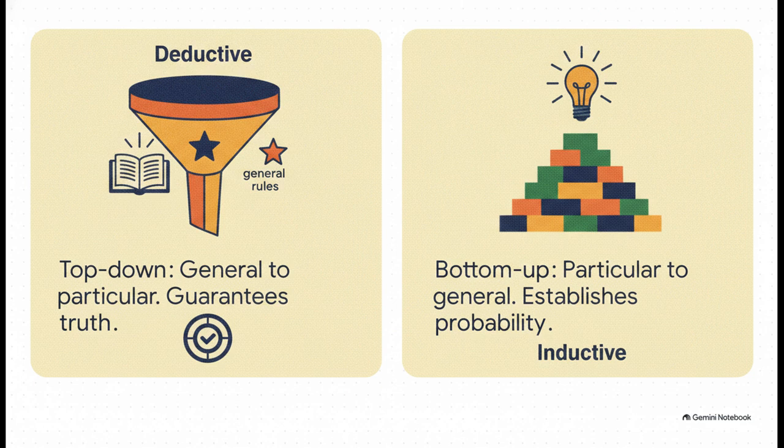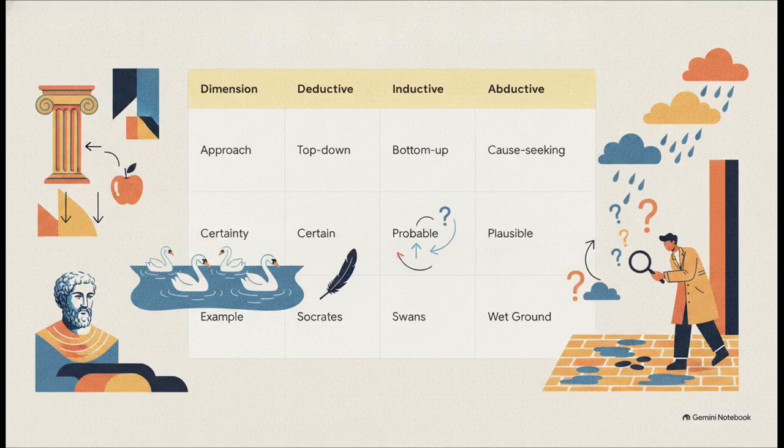But on the right, we have inductive reasoning. This is the exact opposite. It's a bottom-up approach. Here, you're observing specific, particular instances and building upward to form a general rule. Unlike deduction, inductive reasoning doesn't guarantee truth. It just establishes probability based on what you've actually observed. And this brilliantly illustrates how these primary reasoning types compare, and introduces a fantastic third player into the mix, abductive reasoning.